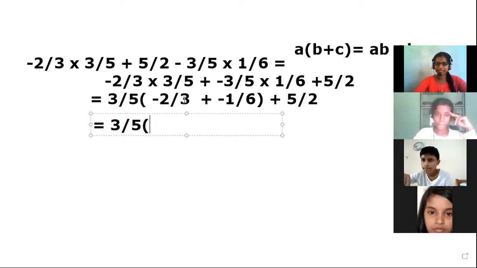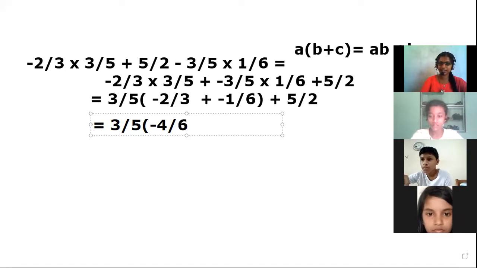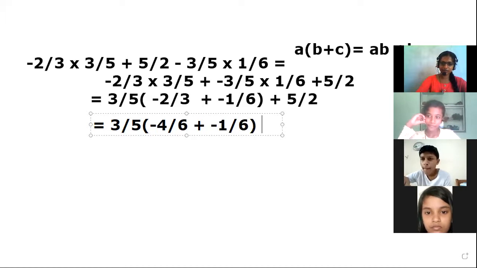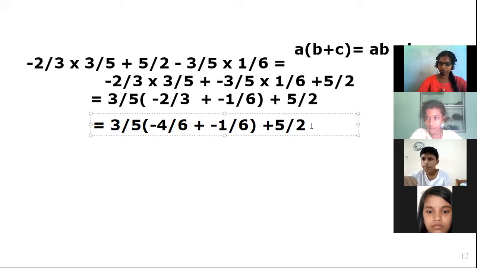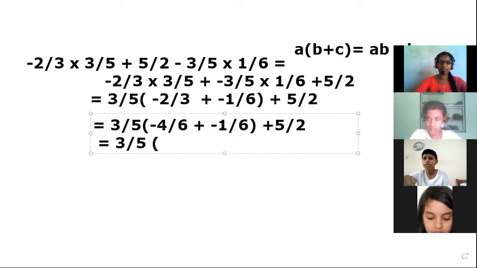Then multiplying this 3 by 2, we have to multiply this 2 also. So we can write it as minus 4 by 6. Is it? Minus 4 by 6 plus minus 1 by 6. And our plus 5 by 2 is also there. Then it is equal to 3 by 5 into, what should be this?